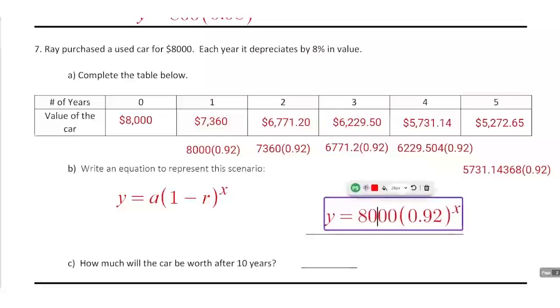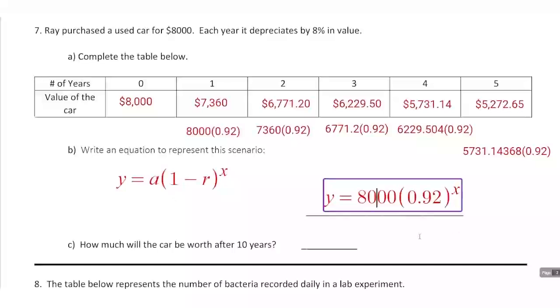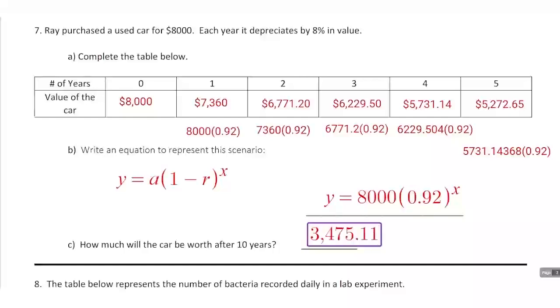And so here, instead of going year by year, we're just going to substitute in 10 into x to find the value after 10 years. It'll just be a little faster to do it that way. So 8,000 times 0.92 to the power of 10 is going to be $3,475. Now what's going on here? $3,475 and rounded to 11 cents.